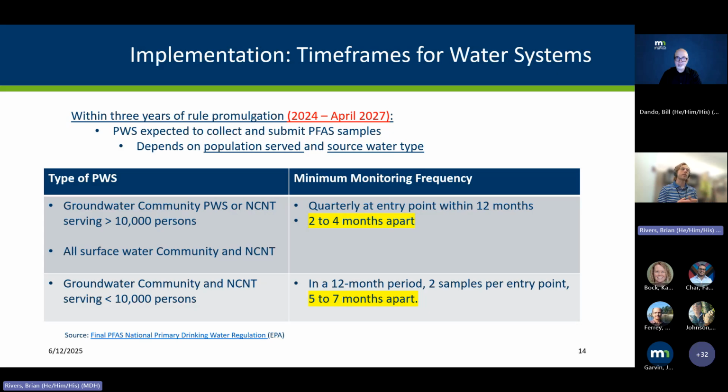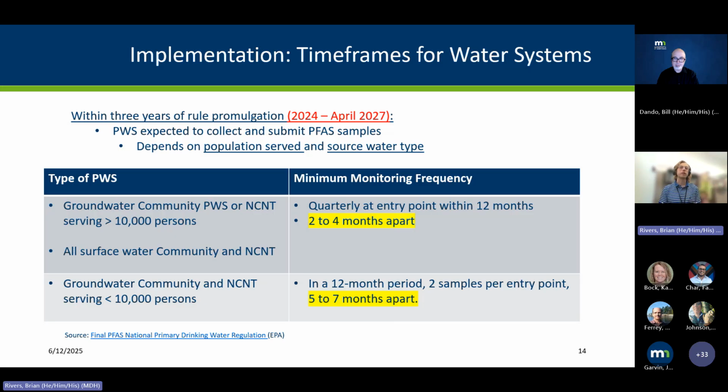And so systems have basically from 2024 all the way until April 2027 to complete initial monitoring. And so depending on the size and source water type of your public water supply system, that drives the frequency and the amount of samples that you submit to the EPA to establish that baseline of PFAS in your drinking water supply.